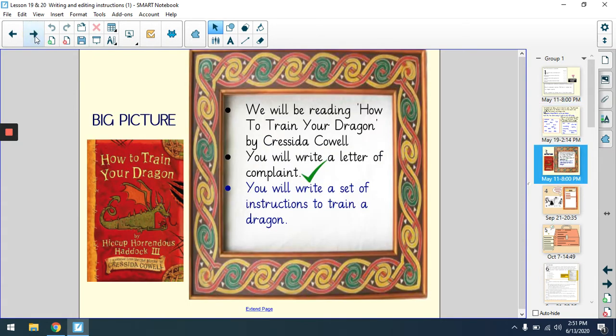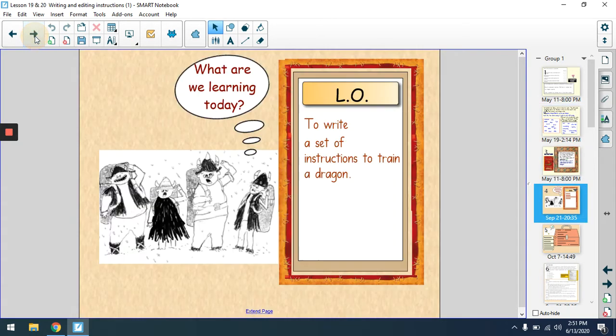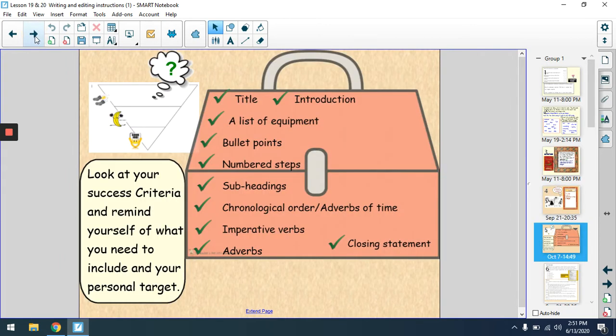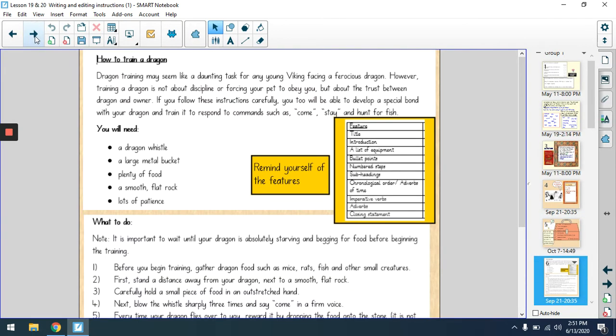So in today's lesson then you're going to be writing your set of instructions. And before you begin, I'd like you to look at your success criteria and remind yourself of the targets you set. And I'd also like you to look at the features list to remind yourself of all the different features you need to include. I think it would also be a good idea to spend the time just looking back through the deconstruction to remind yourself of the layout of the instructions, to perhaps magpie some high quality vocabulary that maybe you didn't include in your plan.